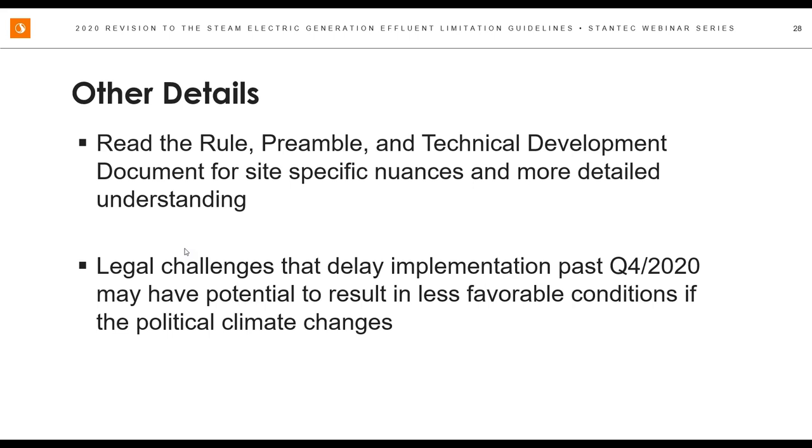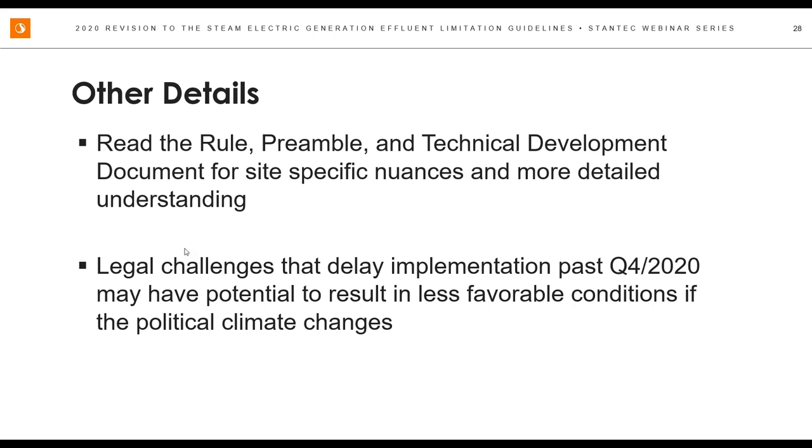Other details, read the rule, the preamble, and the technical development document for site-specific nuances and a more detailed understanding of how the rule is going to apply to the particular situations that your coal fire plant has to live with.